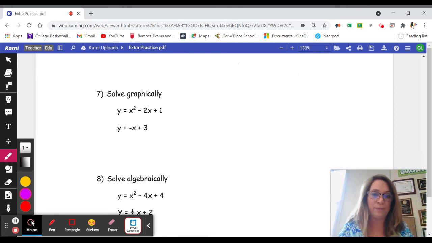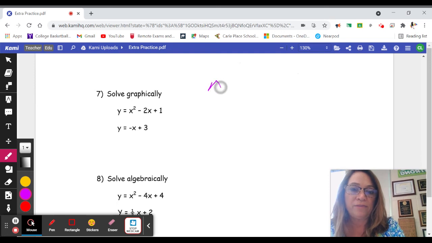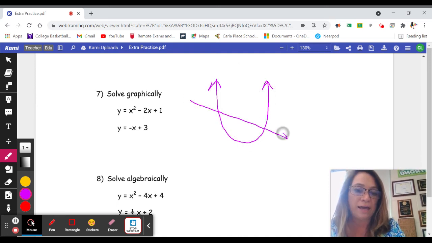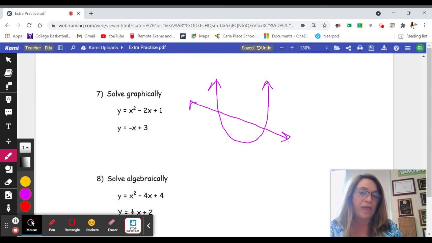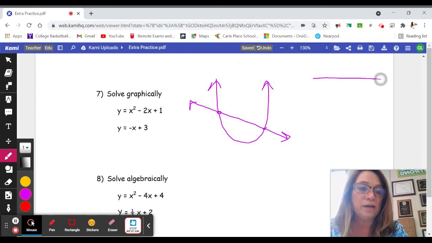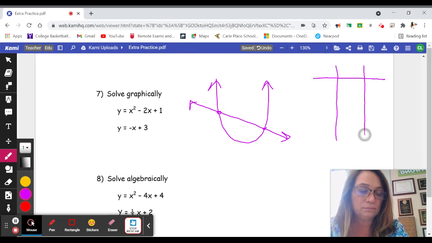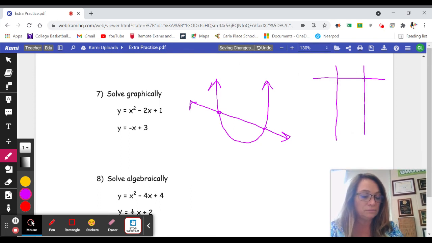So on your graph paper, you would graph the parabola. You would graph the line on your graph paper. You would graph both of those. And then you would look for these 2 points of intersection. Okay? You can copy the table from the graphing calculator.